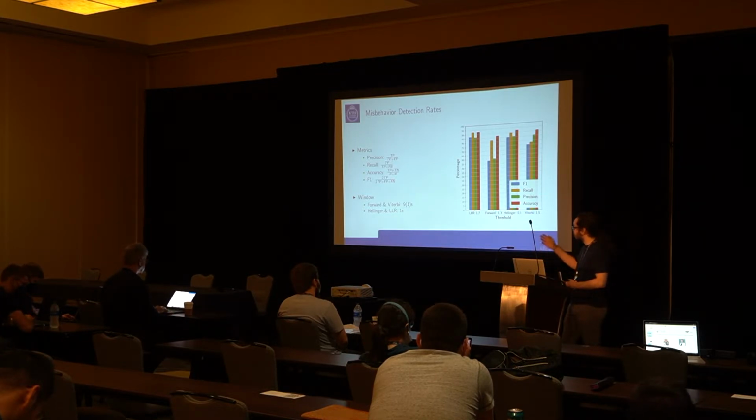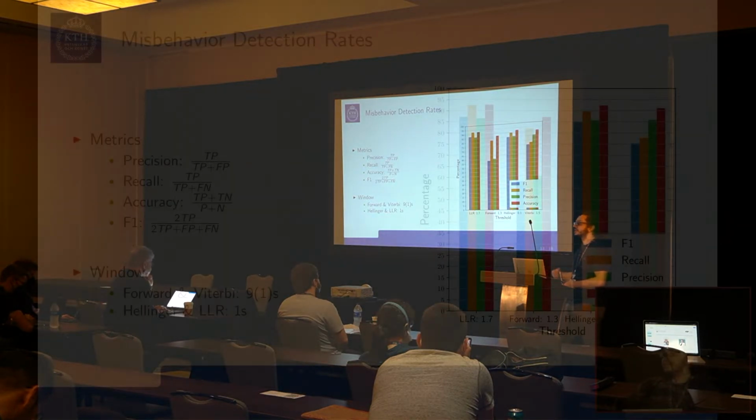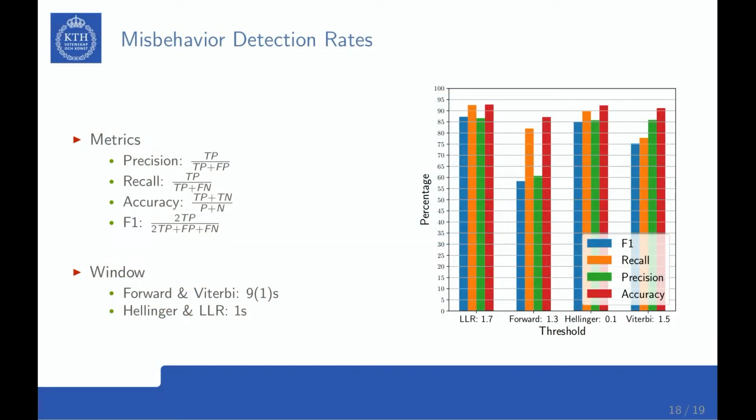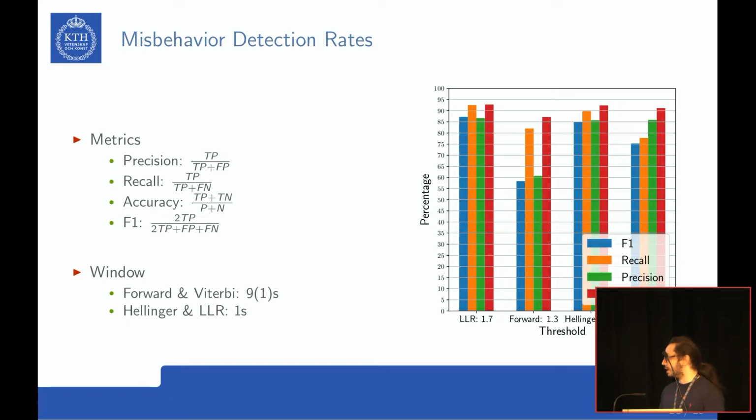Now, you will notice that I mentioned some windows here. When we gather the information, we use sliding windows to only keep the information relevant for maneuver detection or anomaly detection. In the forward and the Viterbi approach, we use a big window of 9 seconds. You need to remember that each message is every 100 milliseconds, so these are a lot of messages. We use these 9 seconds to detect if a maneuver is happening. Then, when we detect which maneuver is happening, we use only the last second to detect if there is an attack.